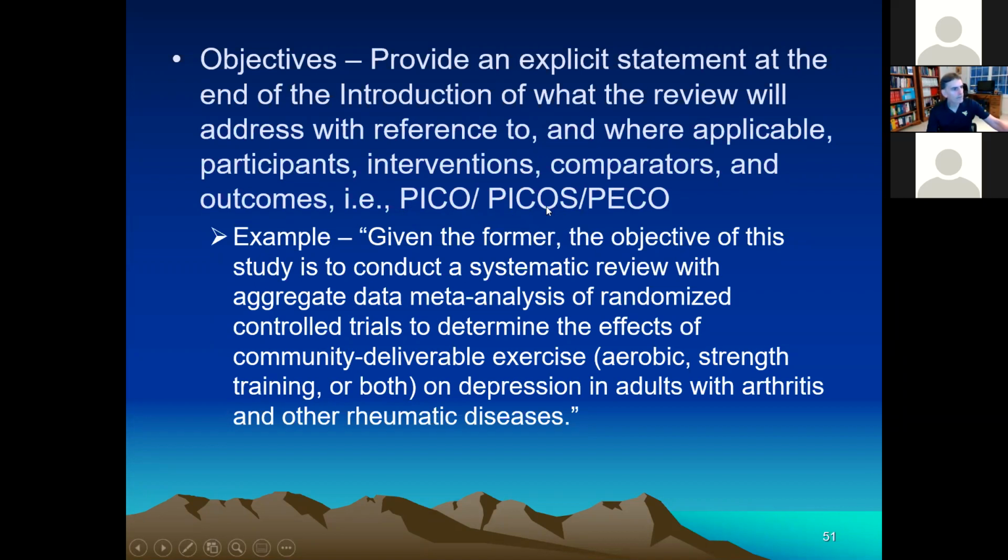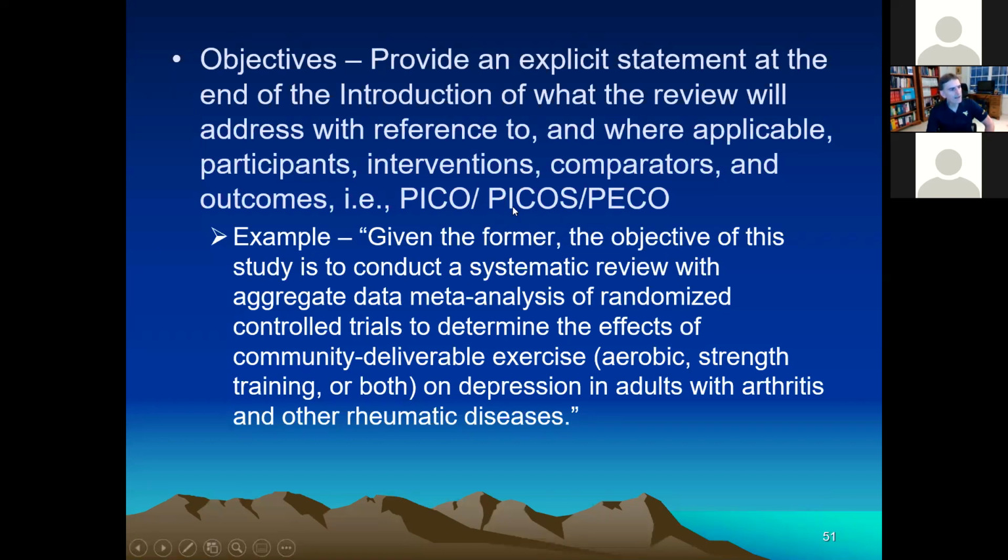Good. So using the PICOS format, and I'll tell you what the P stands for, participants. I've said what the participants are down here. They're going to be adults with arthritis and other rheumatic diseases. Sí, por ejemplo, aquí lo que él menciona es haciendo referencia a la palabra PICO. Se habla de participantes, se habla de las intervenciones, se habla de la comparación y se habla del objetivo. Por ejemplo, los adultos que tienen artritis, el objetivo tiene que ver con el ejercicio dado por la comunidad en la depresión. La intervención, el ejercicio y la depresión en la variable objetivo.